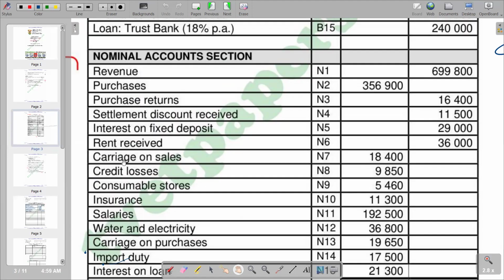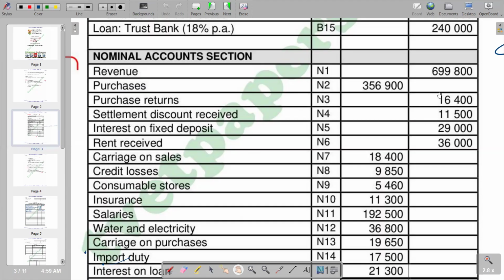But of course, when you are entering these expenses, costs, and these incomes, we are supposed to check in the information if we have got any adjustment that is going to affect our fixed deposit. And if it's there, you adjust before you put the figure and put the net figure. So on interest on fixed deposit, we have got 29,000.